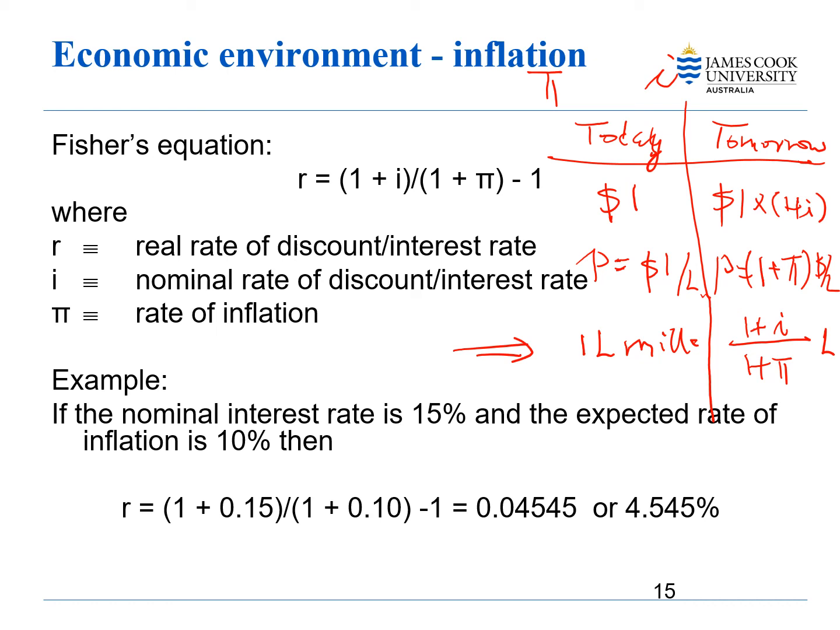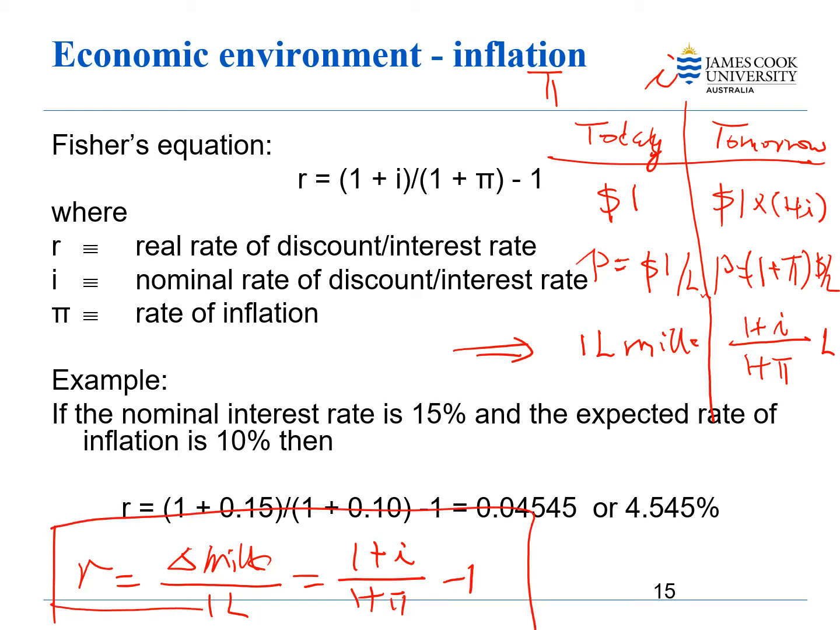So the implied real interest rate will be equal to the change in milk over 1 liter of milk, right? So divide the change of milk by 1. The change of milk is 1 plus I over 1 plus pi, minus 1. And this is the Fisher equation. This is where the Fisher equation comes from. So the real discount rate or real interest rate is 1 plus I over 1 plus pi minus 1.